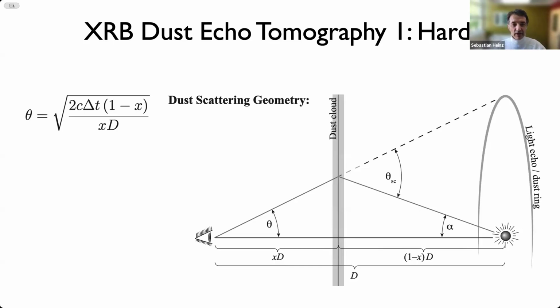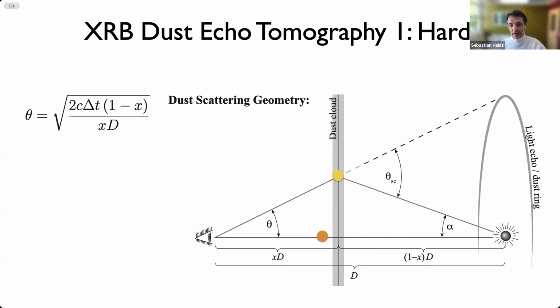And up here on the left, you see the formula for the observed angle on the sky in relation to the time delay between the outburst and the observation, the distance to the source d, and the relative distance between us and the dust compared to us and the source. In this case, we didn't know either of those distances, so that made it a little harder. So here's how this works.